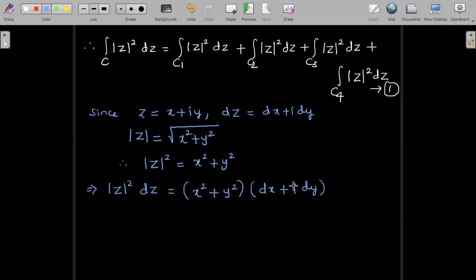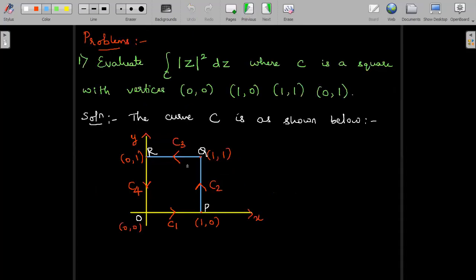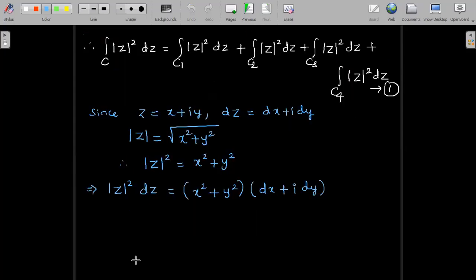Now along each curve, we will be finding the equation of the line. What is the equation of the line C1? What is the equation of the line C2? What is the equation of the line C3? And what is the equation of the line C4? And what is constant, what varies, which variable varies. So all that we have to see and rewrite mod z square dz. Okay, so for each one of those curves, I would like to do it. So let me represent that together in the next page.